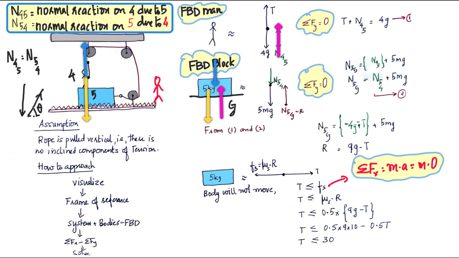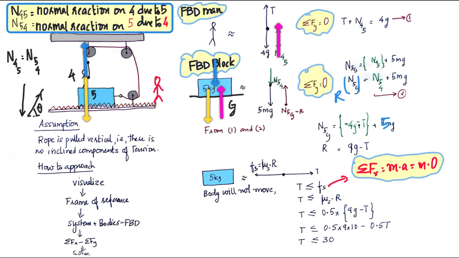Now when you apply sigma Fy equal to 0, we get the normal reaction on the 5 kilogram mass due to the ground, which is R. R is equal to N54 plus mg. But we need to understand that N54 is numerically equal to N45. What is N45 from this equation? It will be equal to 4g minus T. So we have N54 is equal to 4g minus T plus 5g. It's not 5mg, it is 5g. So 5g plus 4g is 9g. So we have R is equal to 9g minus T.